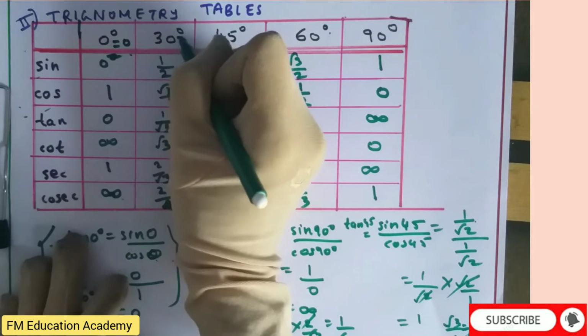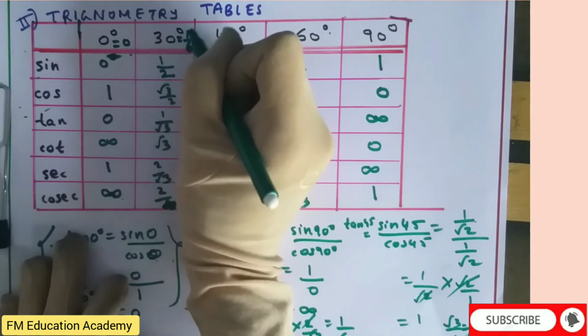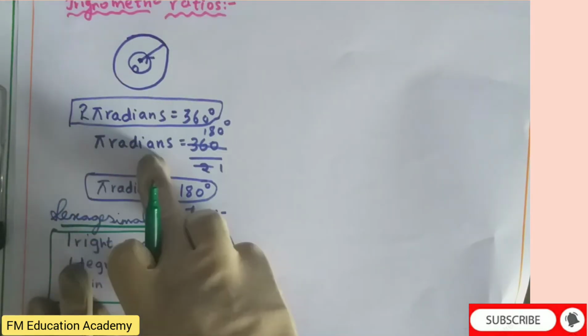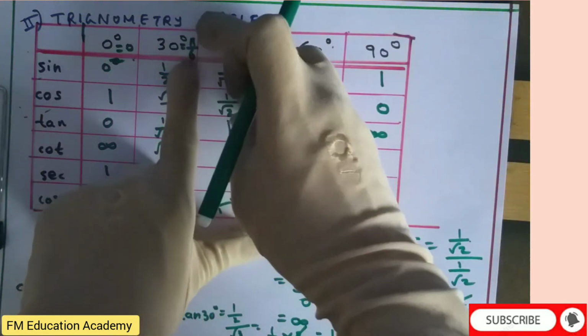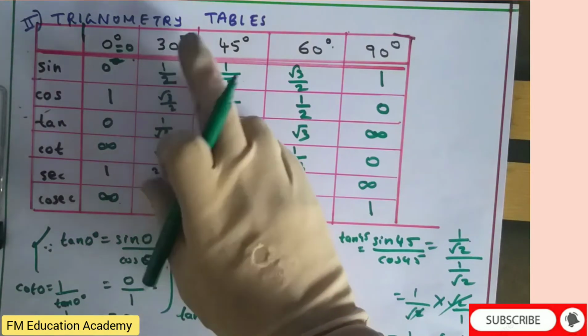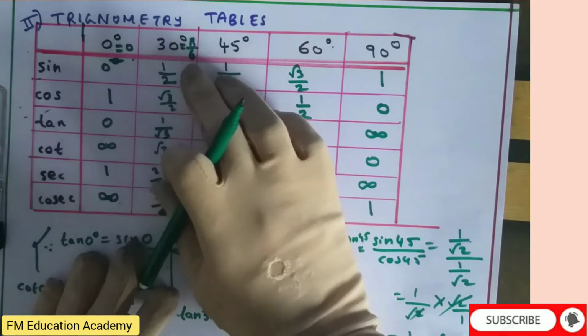30 degrees can be written as pi by 6 radians. Remember, pi is equal to 180. We saw just now that pi radians is equal to 180 degrees. If pi is 180, then what is 180 by 6? Divide and see. You will get 30 degrees. 180 by 6 is 30 degrees. So, 30 degrees can be written as pi by 6.